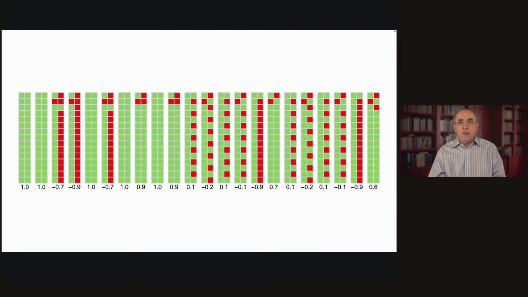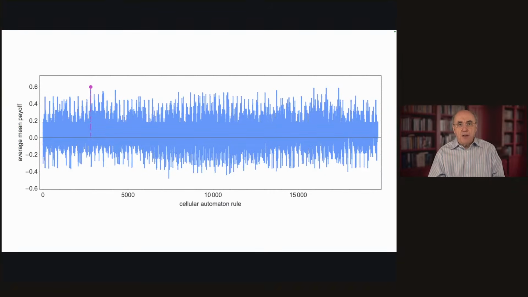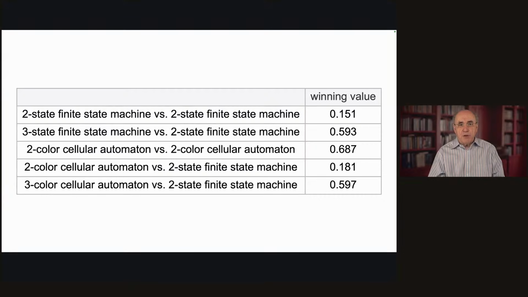But what if we use three-color cellular automata? Here are the average mean payoffs for that case, with the winning case highlighted there. So summarizing the various competitions between different types of strategies, we see that running against two-state finite state machines, the most successful competitors are, by a small margin, three-color cellular automata.